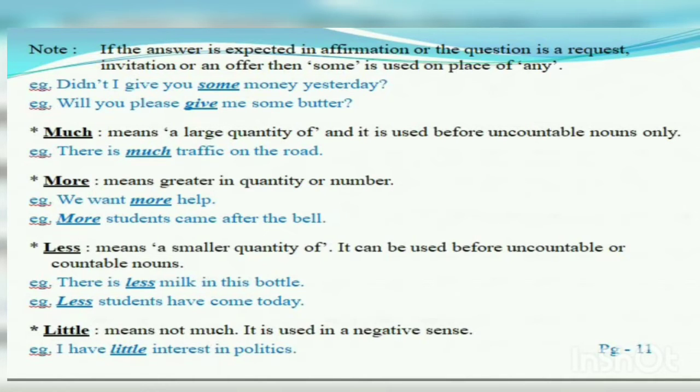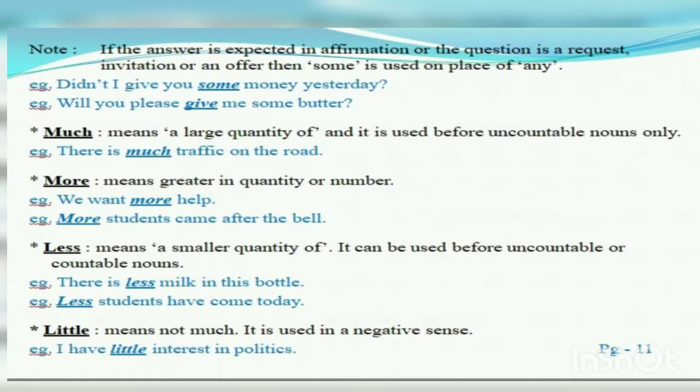Next point, less. Less means a smaller quantity of. It can be used before uncountable as well as countable nouns. For example, there is less milk in this bottle, whereas in the second example, it has been used before a plural noun. Less students have come today.